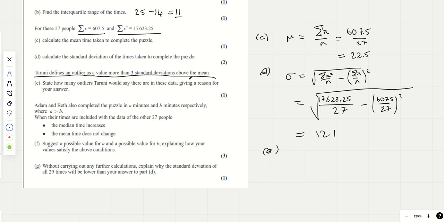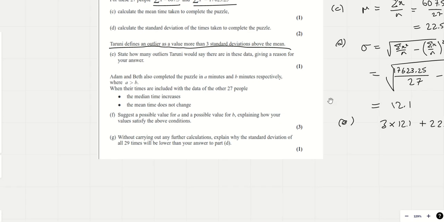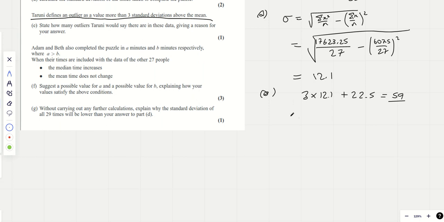So this is a different definition of an outlier than what we're used to. Normally I'm used to 2 standard deviations from the mean, but they can define it however they like. So we take the standard deviation and times it by 3, and then we add on the mean, just so we can find out where we're going to start the outliers from. Now that equals 59, and so how many outliers are there in this data set? Well, as you can see, it's only this one which is above 59, and so I would say under that definition, 1 outlier. Just 1 outlier.